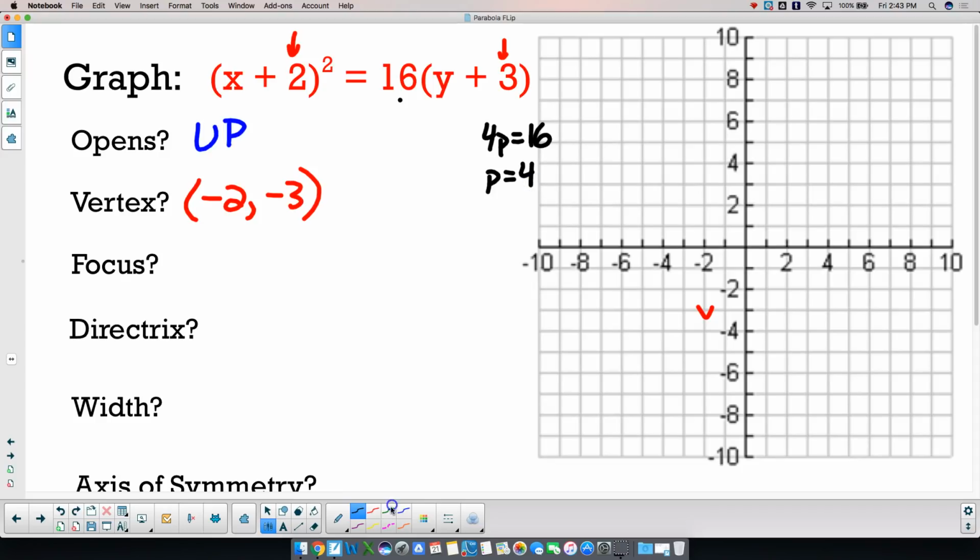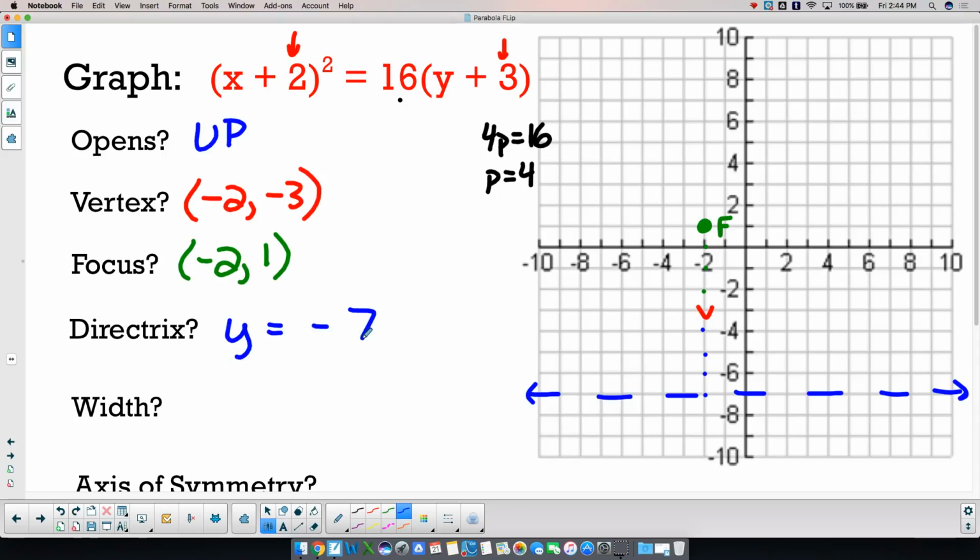So my focus is going to be 4 up from the vertex. 1, 2, 3, and 4. So right there is going to be my focus, which is at the point -2, +1. My directrix is going to be 4 down. 1, 2, 3, and 4. So this is my directrix. That is going to be a horizontal line, y equals -7.